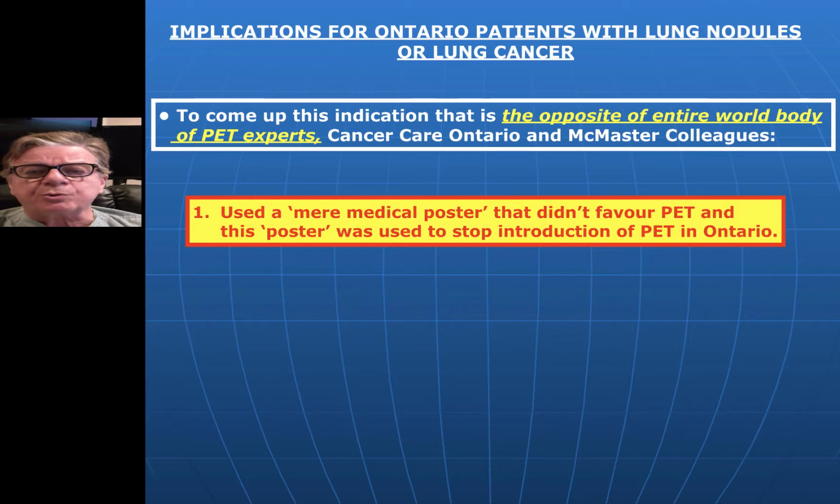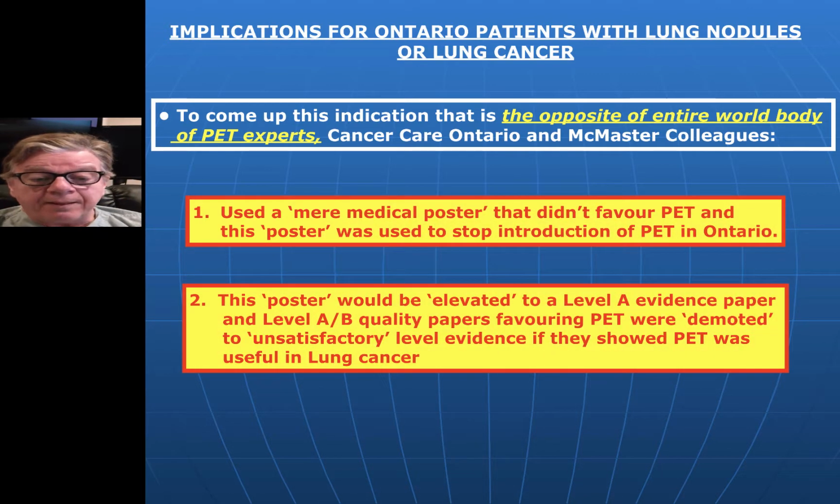In fact, they would use this poster to take the recommendation of 40,000 patients who would benefit in the late 90s from PET scans, by this independent committee that looked at these uses, down to 0 patients who would benefit because of this poster. And this poster didn't end there. This poster would then be elevated to a level A high quality evidence paper. We have A, B, C, and D. It was high quality evidence because it didn't favor PET, but then they took papers that clearly did favor PET in lung cancer and demoted them to unsatisfactory levels of evidence, and that's how we've come up with this indication that is the exact opposite of the entire world expert body of opinion.